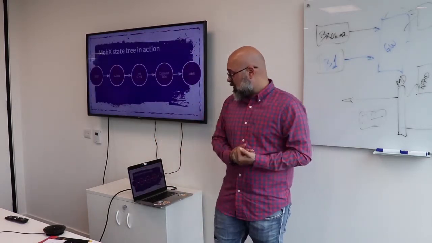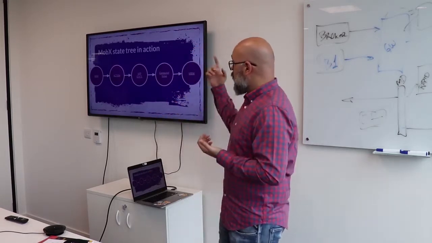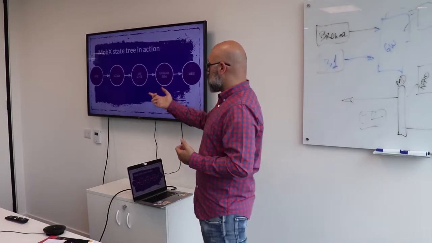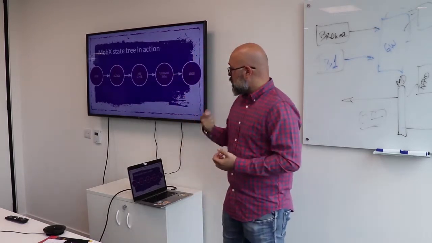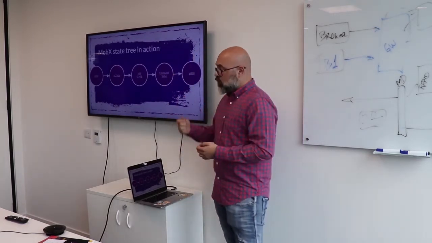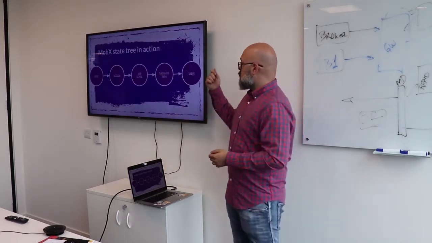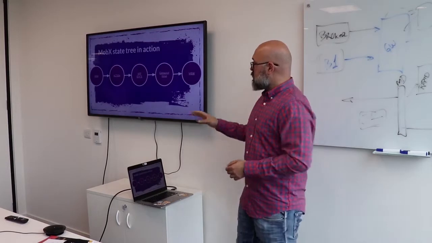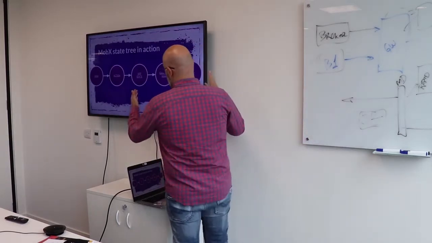So if you think about MobX State Tree in action, we have the view that is interacting. Every time the user is interacting with the view, it dispatches an action. The action is updating the application state, and automatically, reactively, is changing the computed values and updating the views. So that's the part that is reactive. It is basically everything.